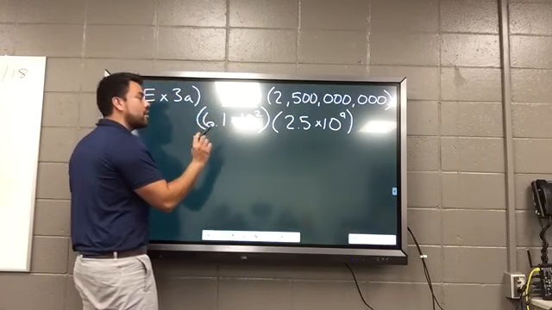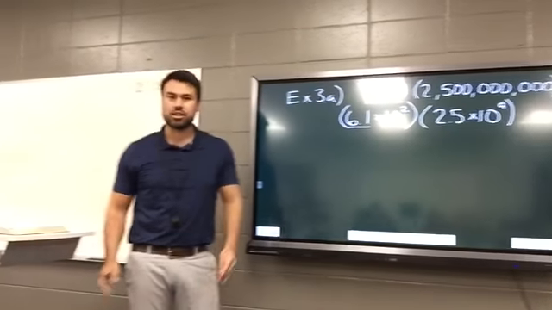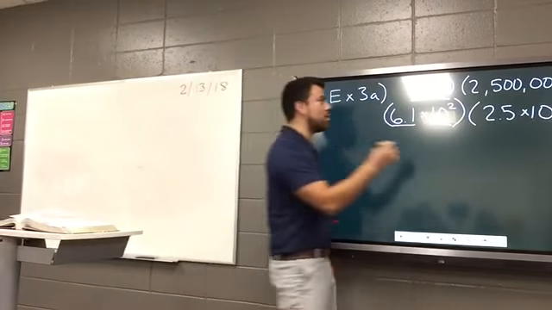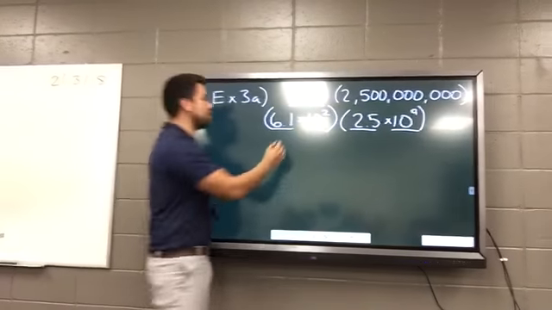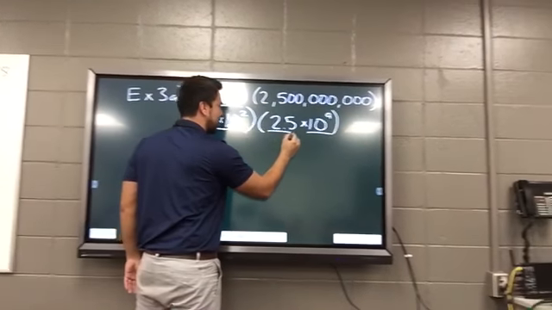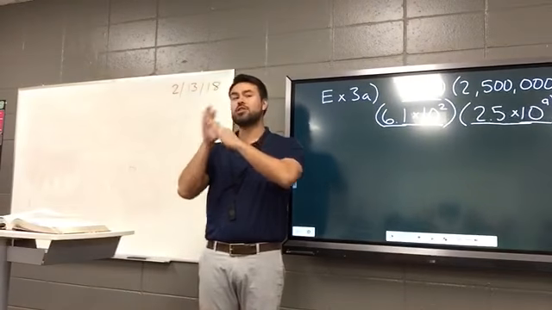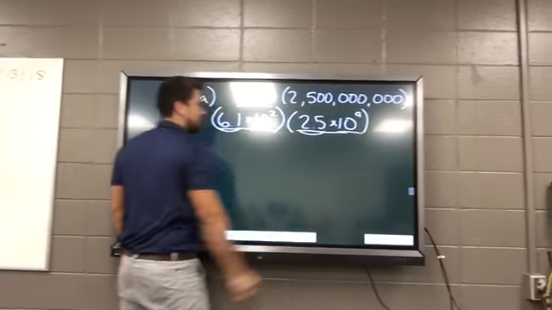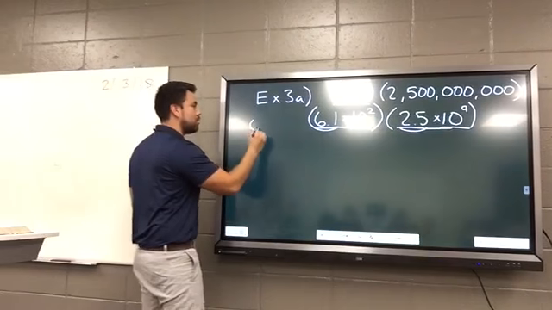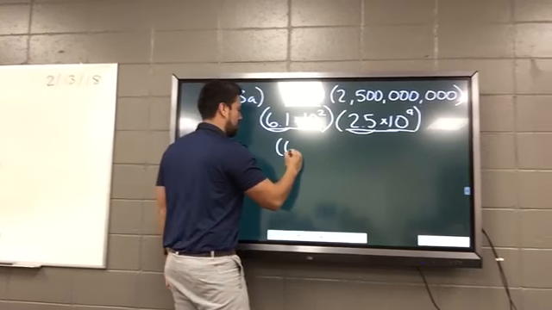Okay. What we're going to do here is realize what's going on between 6.1 and 10 to the second. What operation? Multiplied. What's going on between 2.5 and 10 to the 9th? Multiplication. What's going on between 6.1 times 10 to the second and 2.5 times 10 to the 9th? So do we have to multiply in a certain order? No. Can we multiply the numbers first? Go ahead and do that. 6.1 times 2.5. Figure out what that is.